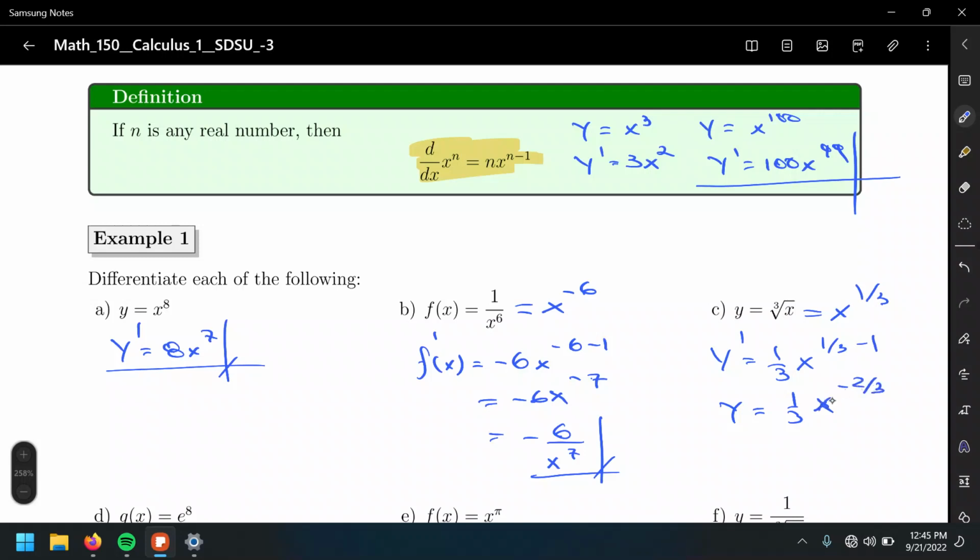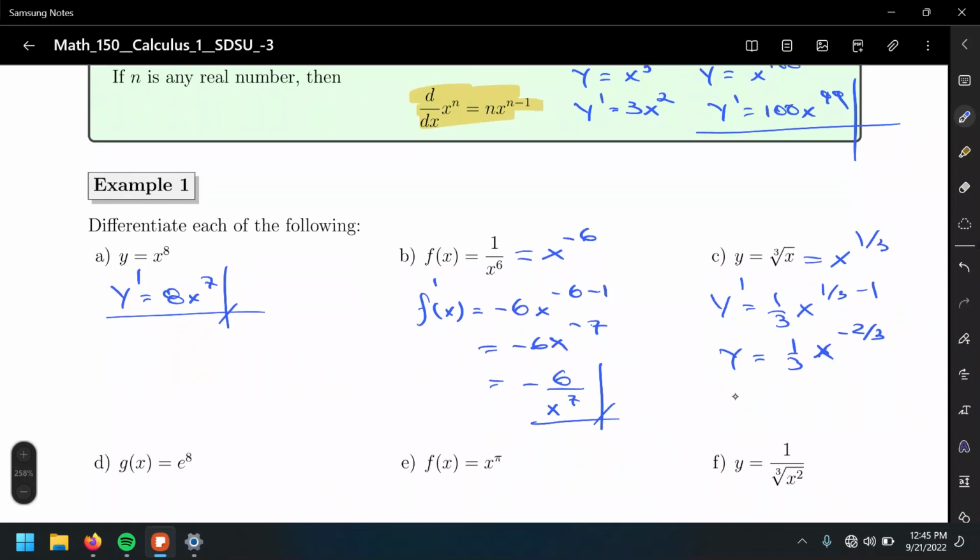But that's not the final answer. We're just done with the calculus part of the problem. The remaining part is using properties of exponents, laws of exponents. This will be 1 over 3 x to the 2/3, and going back to radical, that's 1 over 3 cube root of x squared. Recall that the denominator of a rational exponent tells us what the index of the radical is.